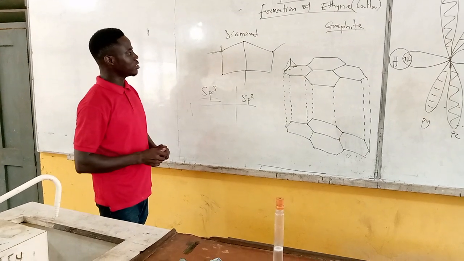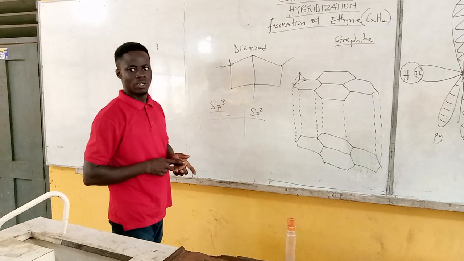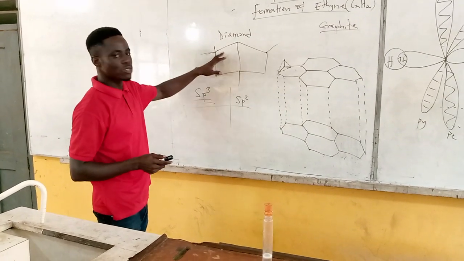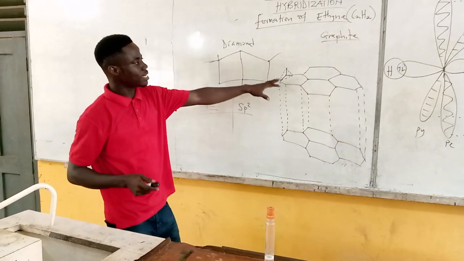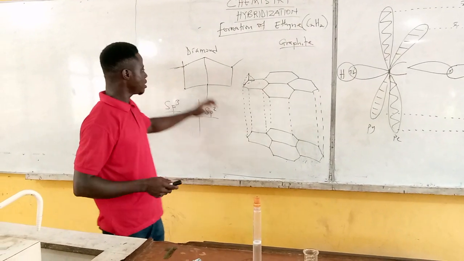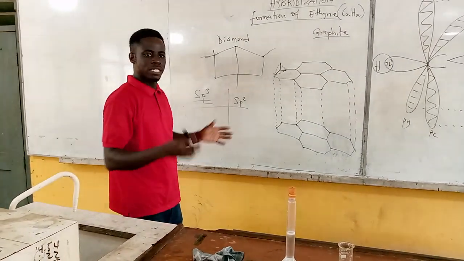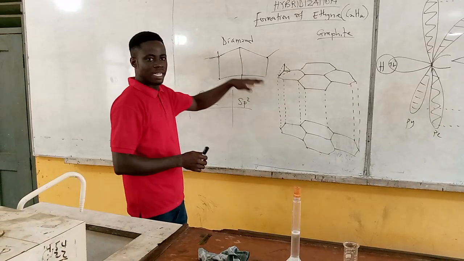Now in terms of their molecules, diamond is a very hard substance, very much harder compared to even metals. But graphite is soft. That's why we use it in making pencils. And diamond is used for making what? Jewels. So you can also look for some differences between diamond and graphite.